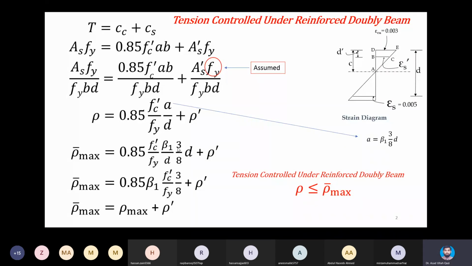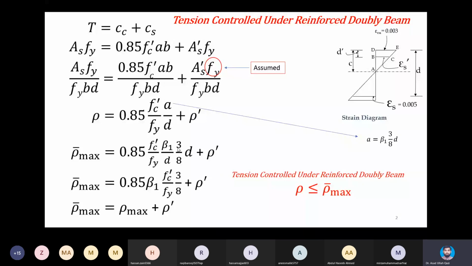3 different rho values: rho max of doubly, rho balanced of doubly, and rho cy. We are using a subscript cy, compression yield, rho cy for doubly. So I will judge that if my rho is greater than that, my compression steel will yield. If my rho will be less than that rho cy, compression steel will not yield. So in this way, different cases we can judge and we can do the classification.